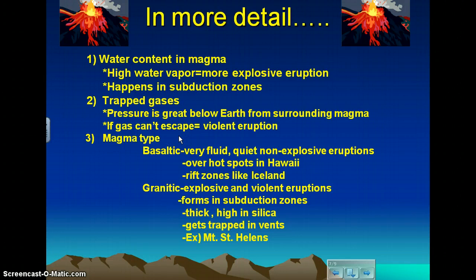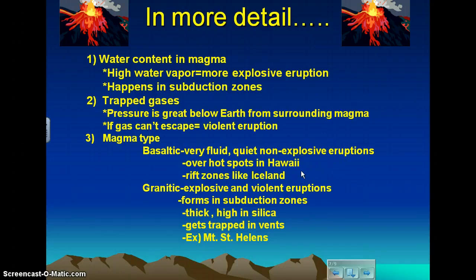Gases, if they're trapped, can make the pressure really increase, and if that gas cannot escape, it becomes a violent eruption. And then, like I said before, magma type does affect it. If the magma is very thin and fluid, it would be the type similar to what would be called basaltic. And this would make the eruption very quiet, slow.